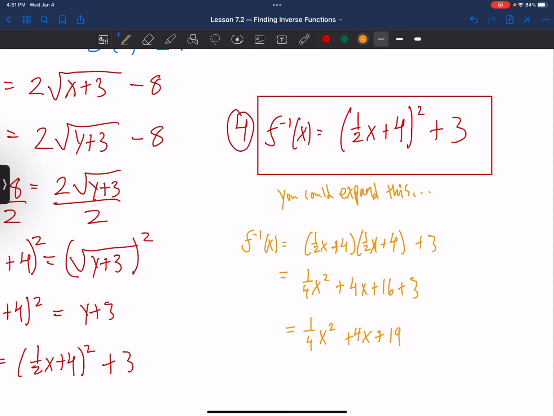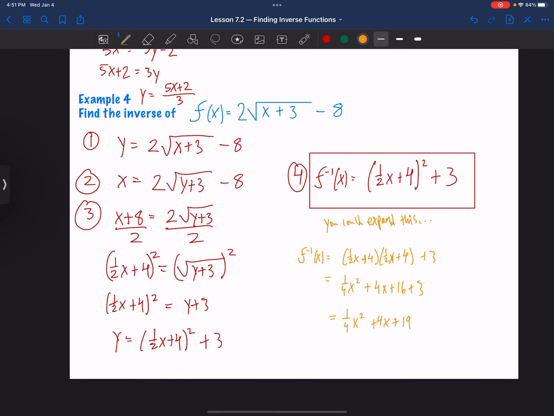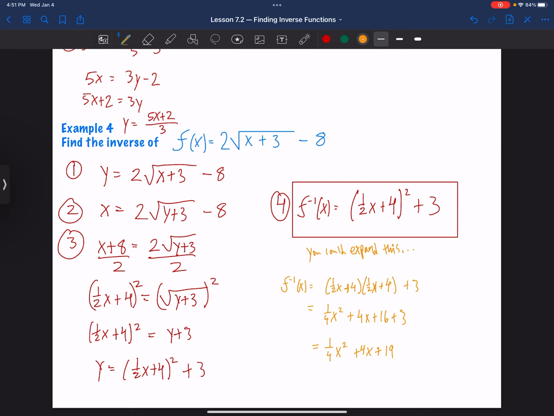Okay? So, yeah. I don't really care about that. I mean, that's not really my focus right now. My focus is just showing the inverse, right? Finding the inverse function.